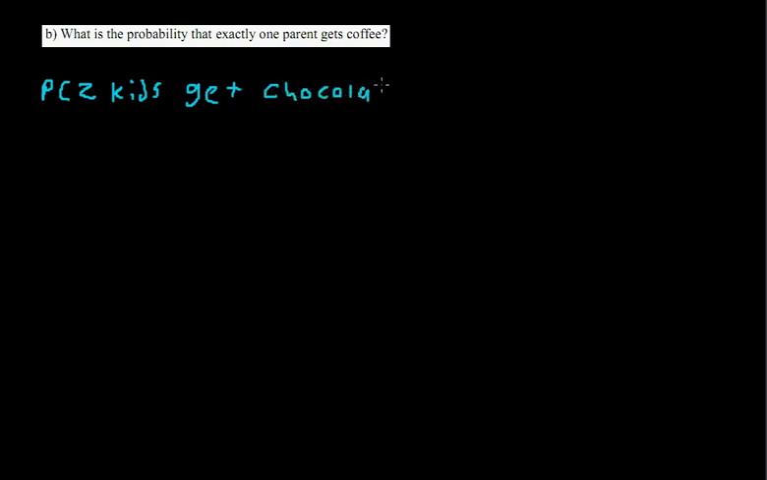To do this, we have several possibilities. We could have chocolate, chocolate, coffee; chocolate, coffee, chocolate; and coffee, chocolate, chocolate. And we can just add up each of these probabilities.